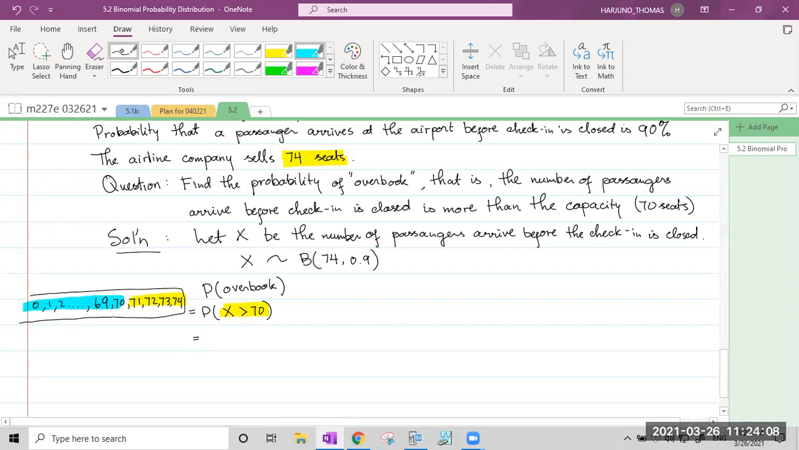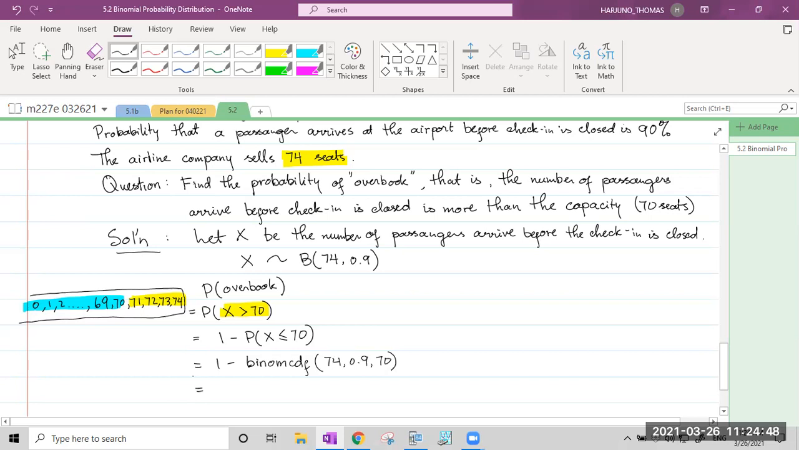That's 1 minus the probability that the number of passengers arriving on time is at most 70. Then the airline company has the right to refuse seating them. Hey, you come late. You know, we already closed the check-in counter. Now, what is that probability? That's 1 minus Binomial Cdf of 74, 0.9, 70.